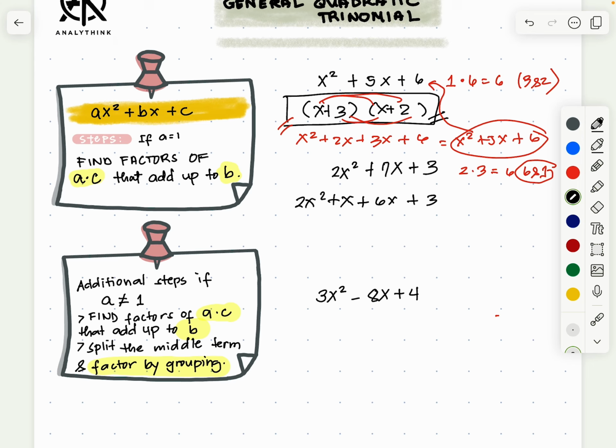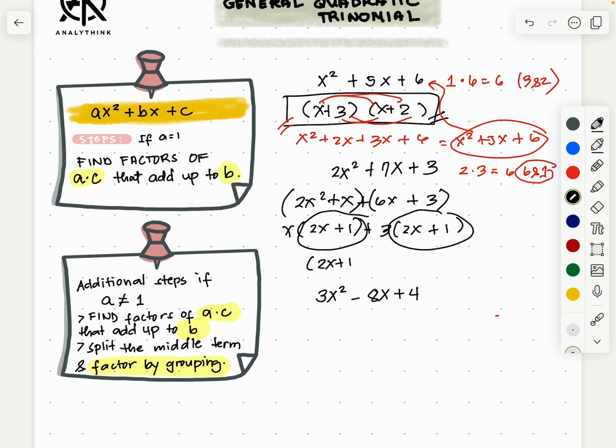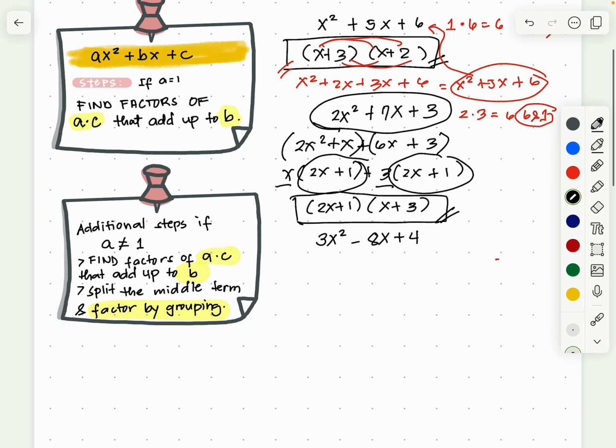And then after that, you factor by grouping. I will factor out x here, so you have 2x plus 1. And on the second binomial, I will factor out 3, so you have 2x plus 1. And then factor out 2x plus 1. So 2x plus 1 times x plus 3. This is our final answer. If you use FOIL again, you should come up with our given 2x squared plus 7x plus 3 if you want to check your answers.